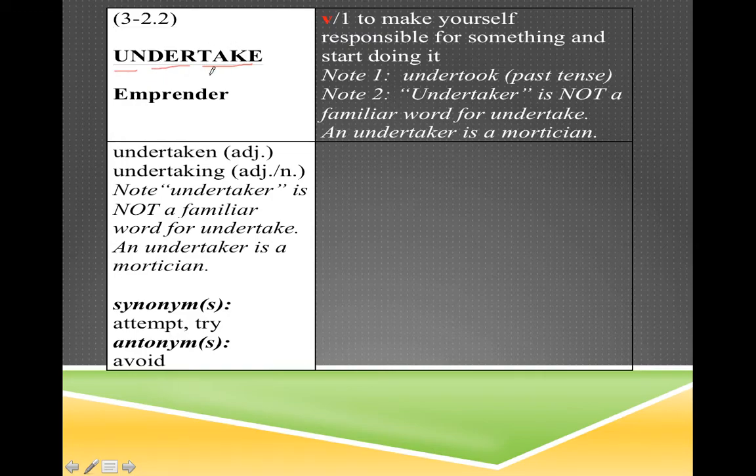The emphasis or the accent is placed on the third syllable, not the second, the third syllable. Undertake. In Spanish it is emprender. Look at the part of speech that we're using it as, and we're using it as a verb. Correct. Now, before we move on, take this time and pronounce the word once more. Undertake. Your turn.